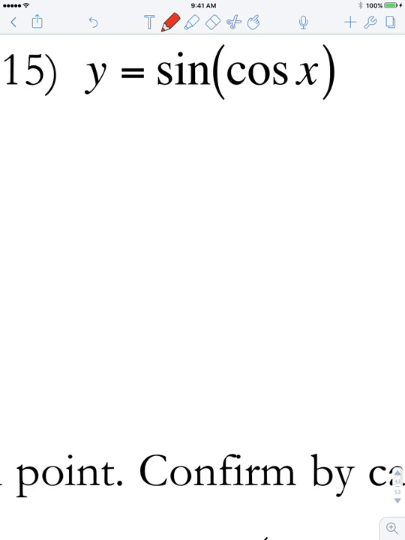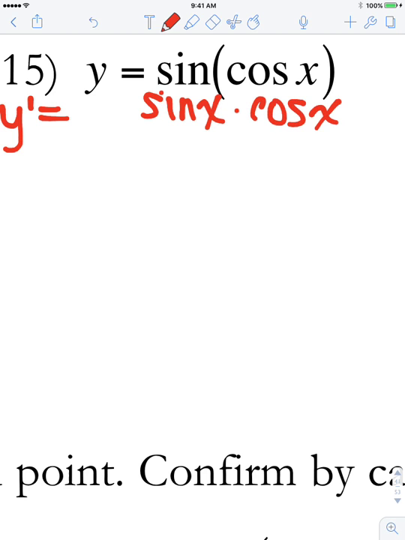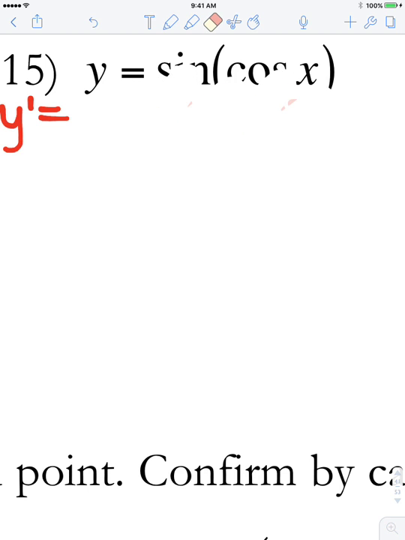So let's get started. So y prime equals, again, let me stress, you are not using the product rule because it's the sine of cosine of x, not the sine of x times cosine of x. If this were the product rule, I'd have an x here. But here, the cosine of x is what's being applied to the trig function. So I just want to emphasize that so you guys can wrap your heads around it.